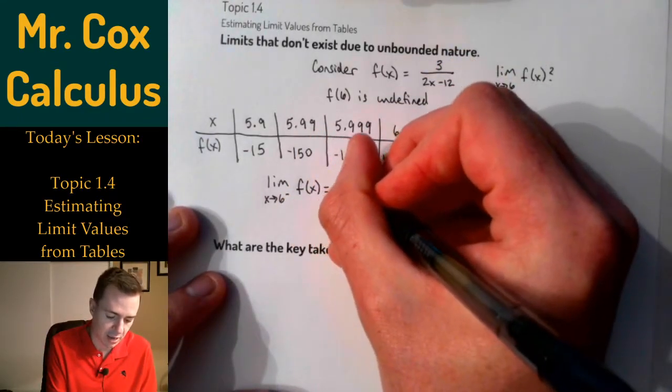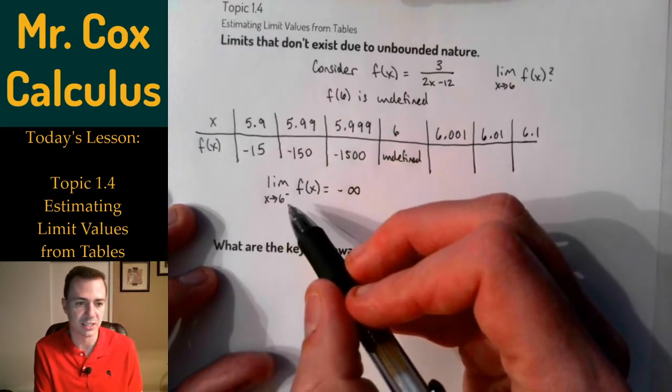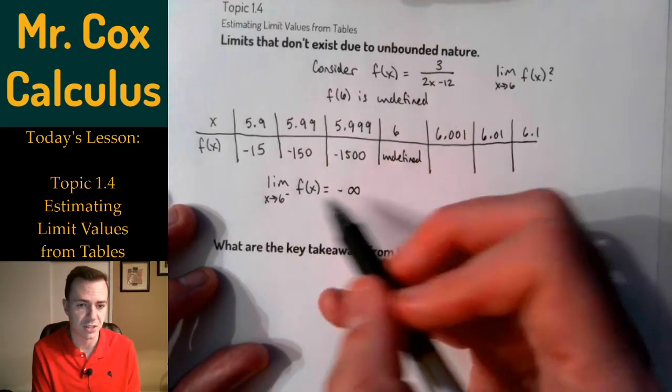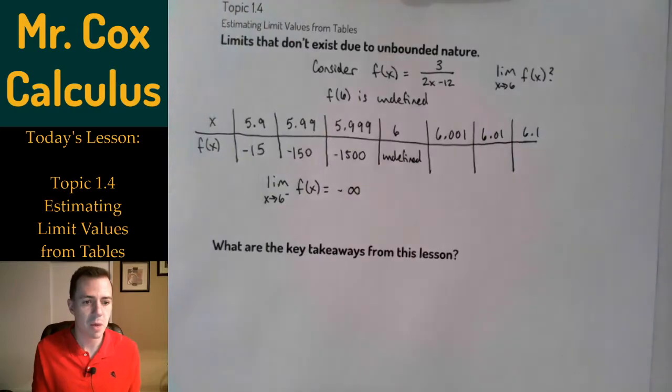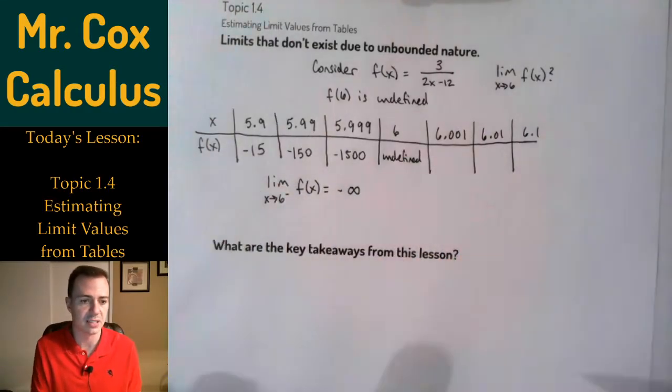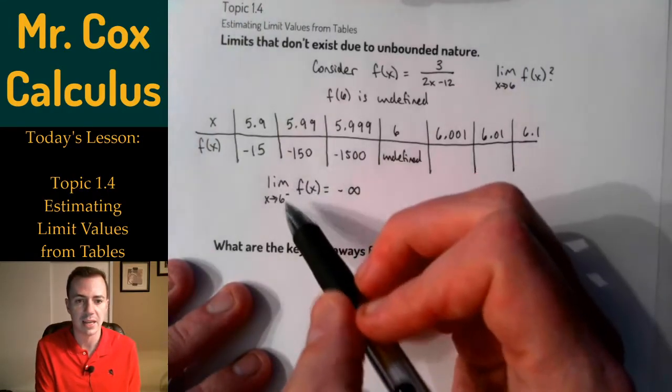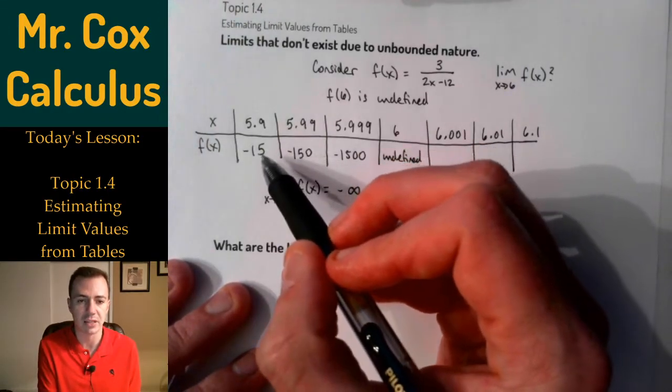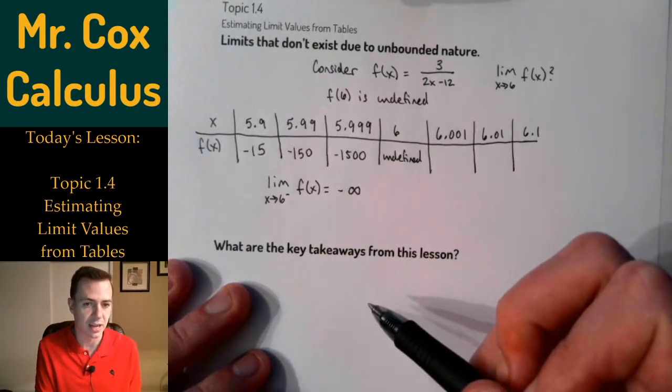And so I can say that the limit as x is approaching 6 from the left, the function is approaching negative infinity. Remember, this implies that the limit itself doesn't exist, and we're using this statement to describe that as I get close to 6 from the left, the function is headed towards negative infinity.